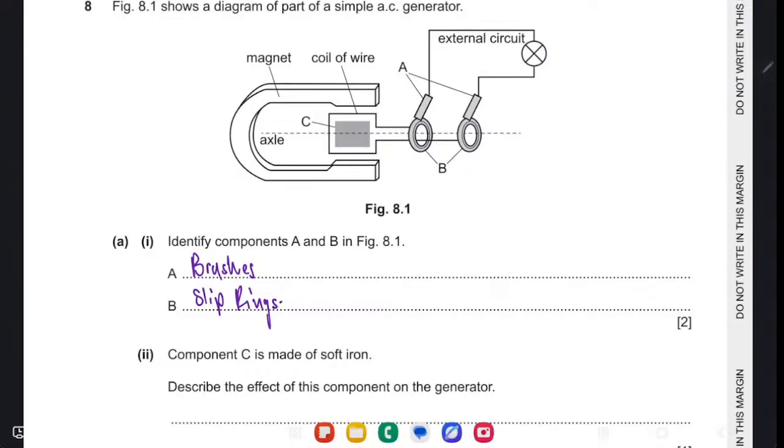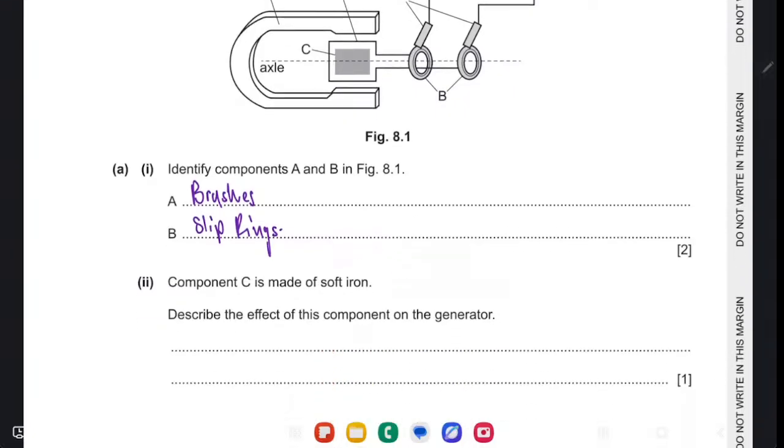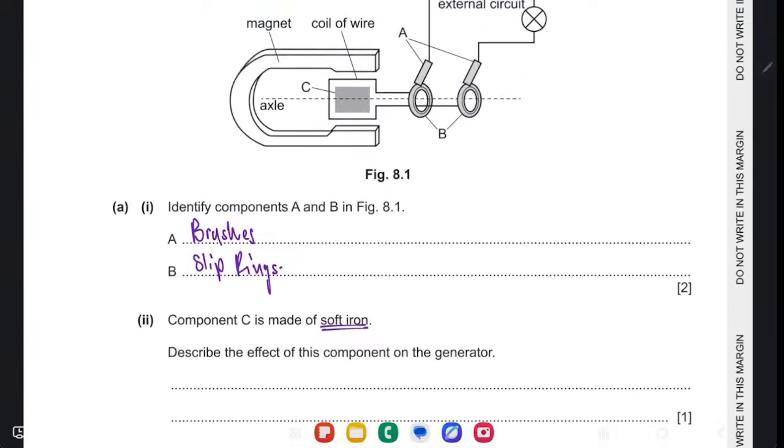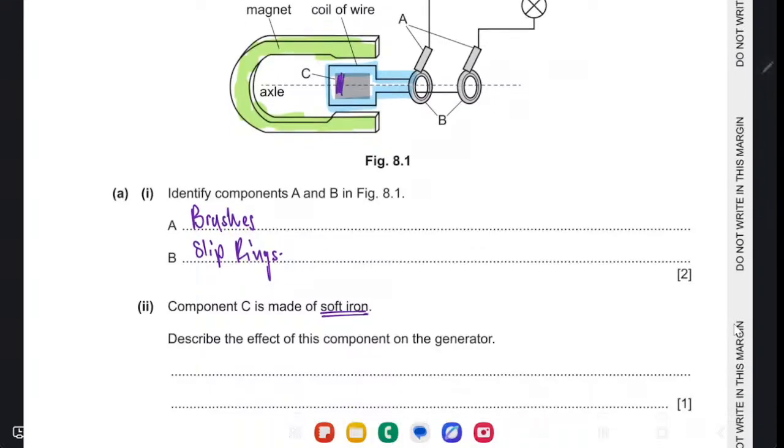Here, C is made of soft iron. Look at this. This here outside is your coil, and here is a magnet. So do we have the magnet? I'm highlighting the magnet in green. Here we have the magnet. Do we have the coil? Yes, in blue. So what is this in purple?